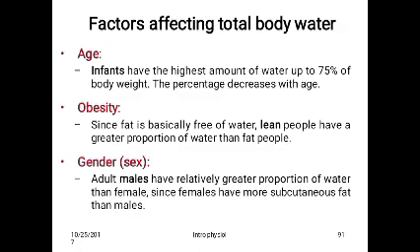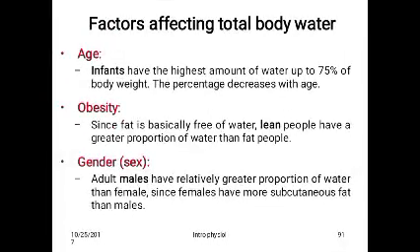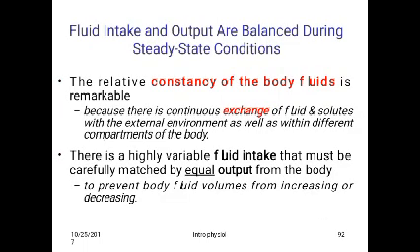Factors affecting total body water. Age. Infants have the highest amount of water, up to 75% of body weight. The percentage decreases with age. Obesity, since fat is basically free of water. Young people have a greater proportion of water than fat people. Gender or sex: adult males have relatively greater proportion of water than female, since females have more subcutaneous fat than males. Fluid intake and output are balanced during steady state conditions.